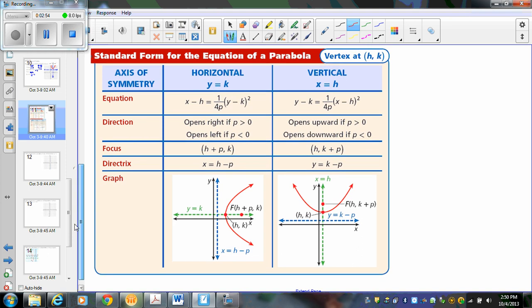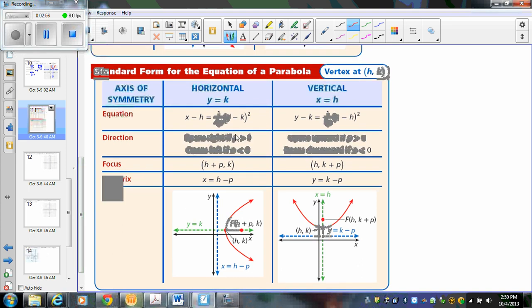Now let's talk about what if we move our vertex away from the origin. Just like on the vertical ones, when we move away from the origin, the vertex coordinates are (h, k). H is always attached to the x, and k is always attached to the y. The same thing happens over here with the horizontal. Same thing, if p is greater than 0, it opens to the right. If p is less than 0, it opens to the left. These are your formulas for the focus and the directrix.